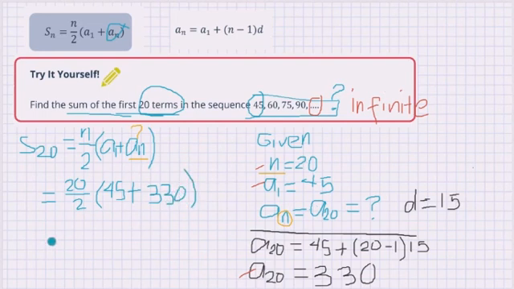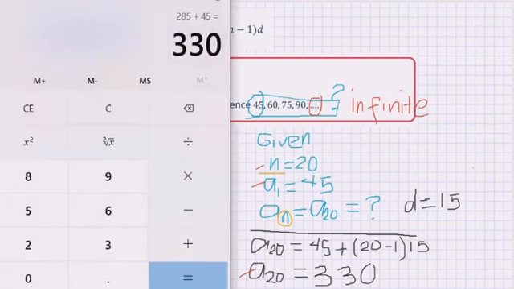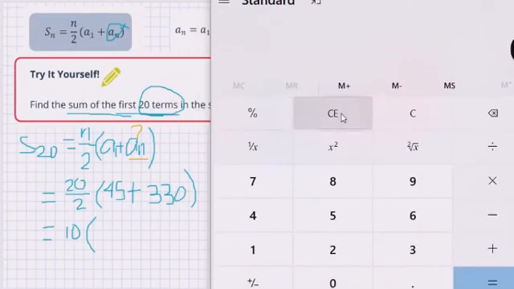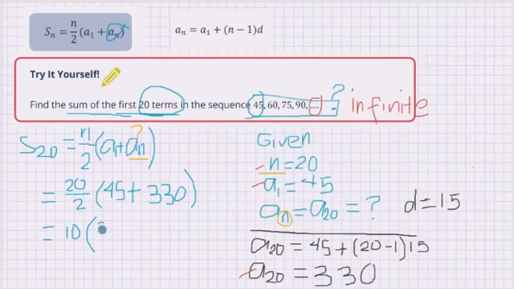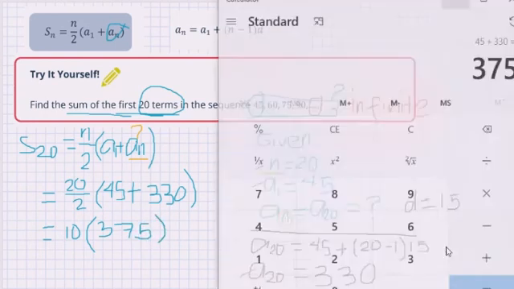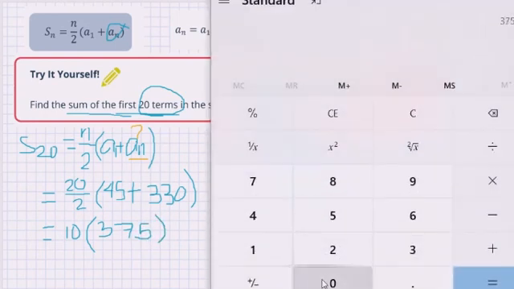Okay, so let's do the operation. 20 divided by 2 is 10, times the sum of 45 and 330. 45 plus 330 is 375. Then you multiply it by 10, of course. How to do the product with 10? You just add a 0. So we have 3,750.